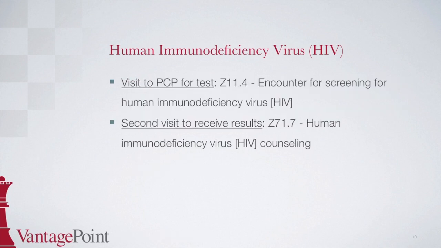So let's go over this example. For the visit to the PCP for the test, the code is Z11.4, encounter for screening for HIV. For the second visit to receive results, the code is Z71.7, HIV counseling. We wouldn't be giving the patient codes for being HIV positive.